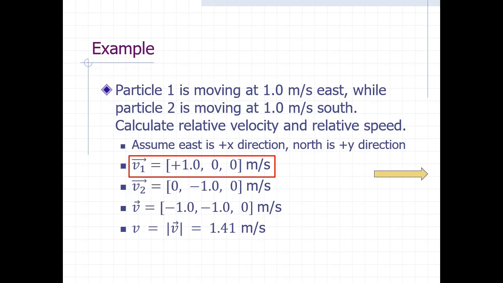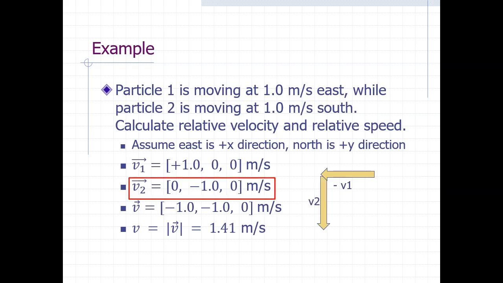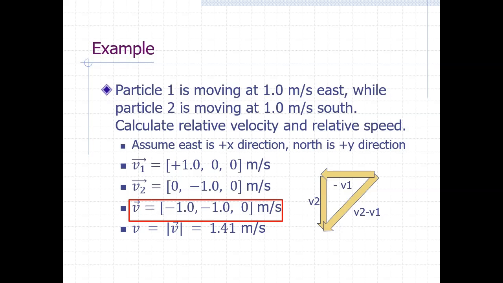So, the negative of vector v1 is pointing west. Here's vector v2, pointing south. Its components are 0, negative 1, and 0. And here's the relative velocity vector, which is the sum of vectors v2 and the negative of vector v1. We can calculate its components by subtracting the components of vector v1 from the components of vector v2. The components turn out to be negative 1, negative 1, and 0. Note that we are putting the tail of vector v2 on the tip of negative vector v1 to add them. The vector sum is the arrow from the tail of negative v1 to the tip of vector v2.